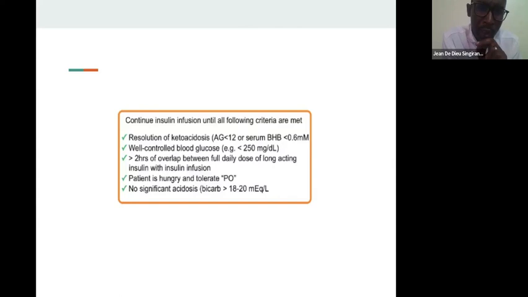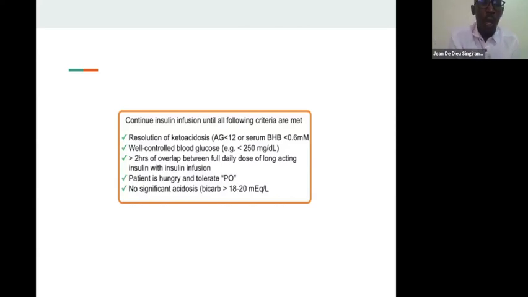This is important because in patients who have renal failure, patients with uremia, even if they are in DKA, the anion gap will not resolve. The anion gap will stay there, but the BHB, the beta-hydroxybutyrate, as it is a ketone body, its value will decrease. So we will check the BHB values instead of checking the anion gap. You should consider that.